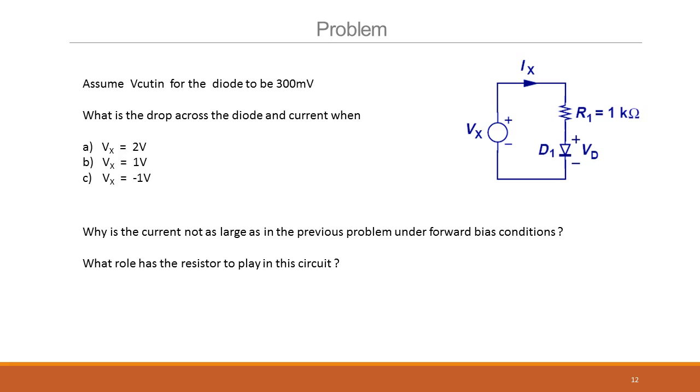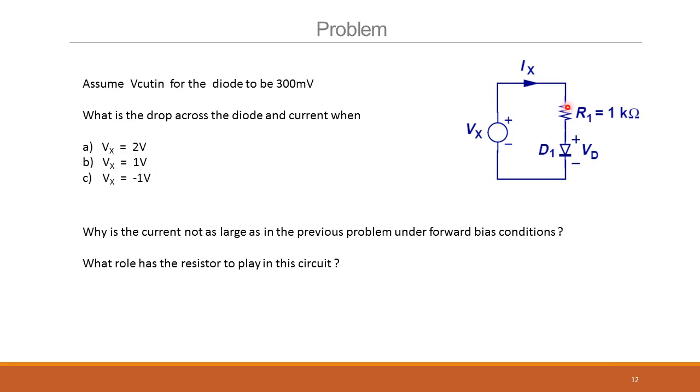Let's do a problem. Assume V cut in for the diode is about 300 millivolts. So this diode has a 300 millivolts cut in. Okay. What is the drop across the diode and the current when Vx is 2 volts, 1 volt and minus 1 volt? So 2 volts and 1 volt are forward biased. And when it's minus 1 volt, it is reverse biased. Okay. So just find out what is the current.